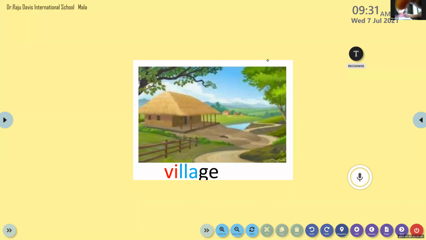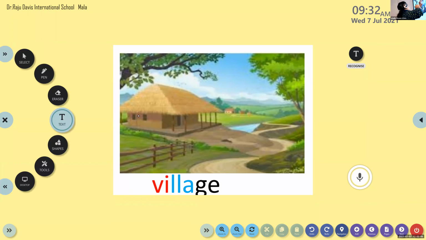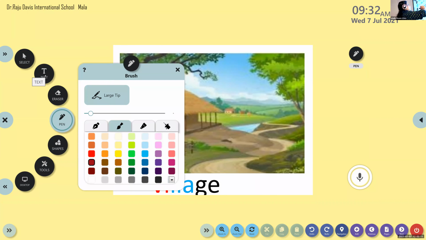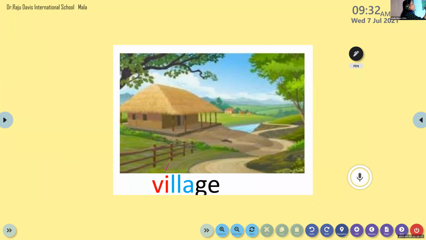Village. Very good. So how many vowel letters are there in this word? There are three vowels: one, two, and three. So there are three syllables in it. Vil, la, ge. All of you, please write it. Vil, la, ge. Village.